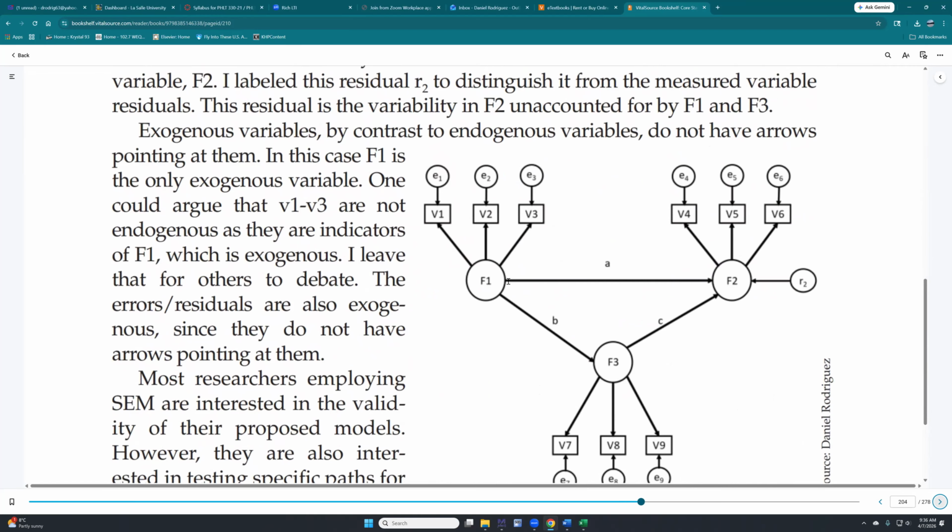So let's see this here, F1 points to F2, right? F1 points to F3. So F3 and F2 are endogenous variables. Variables that have no arrows pointing at them are what we call exogenous variables. So here F1 is an exogenous variable. You could also say R2 is an exogenous variable, as are all these errors, because there are no arrows pointing at them. Okay.